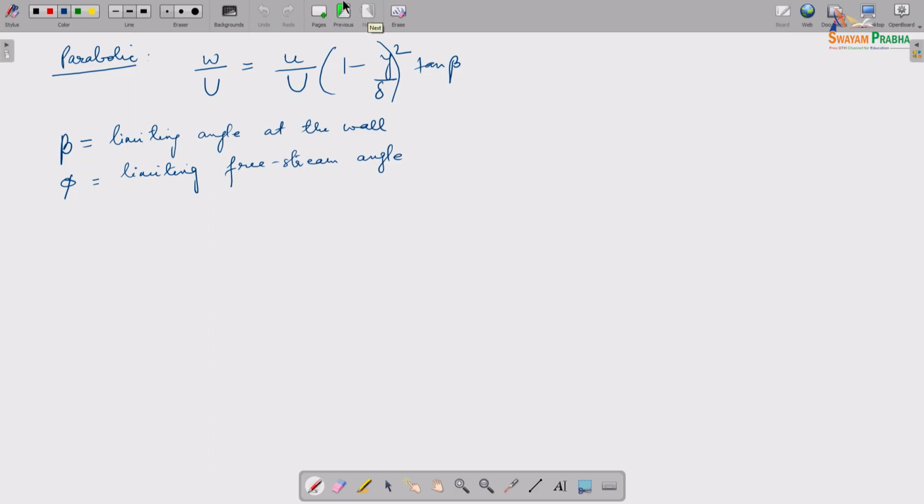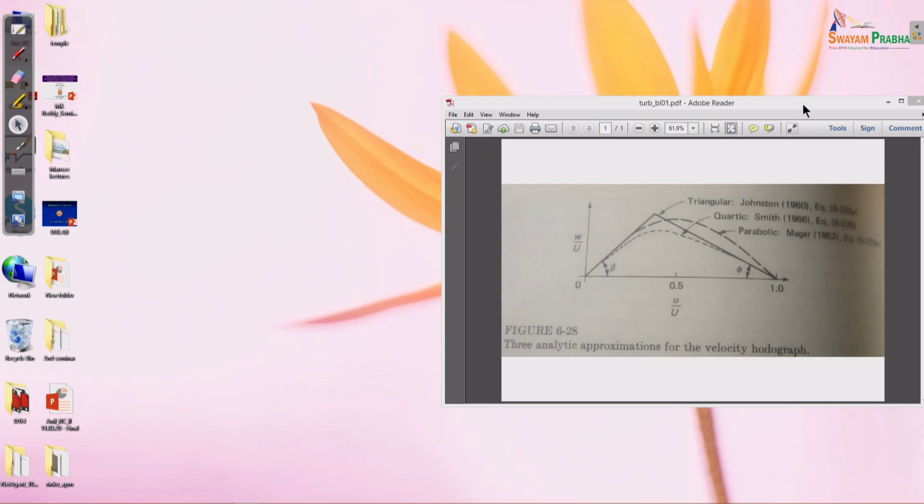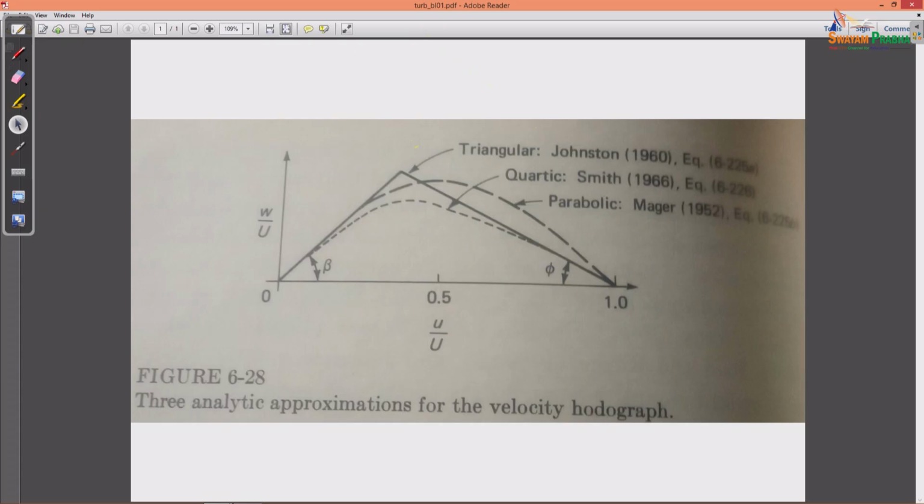That's what we understand. Now let us look at the analytic approximations for the velocity. Again, this is W and this is U, and beta is the limiting angle at the wall, and this is the free stream limiting angle.